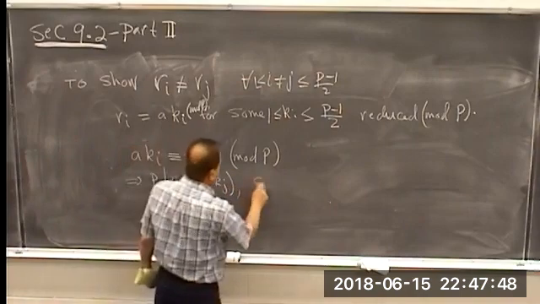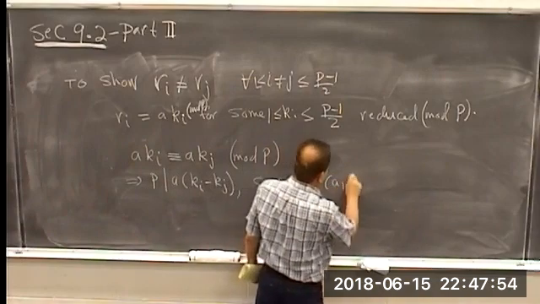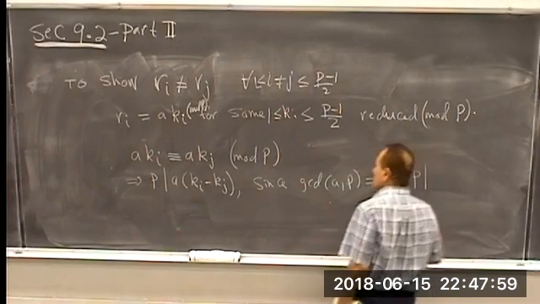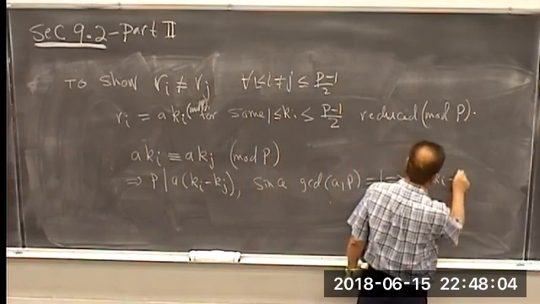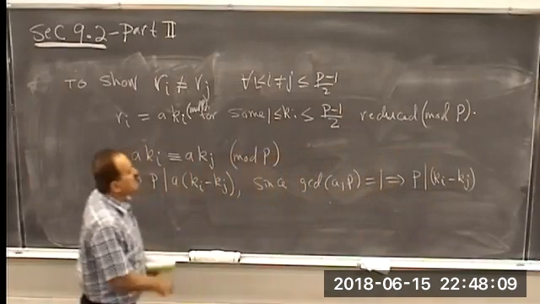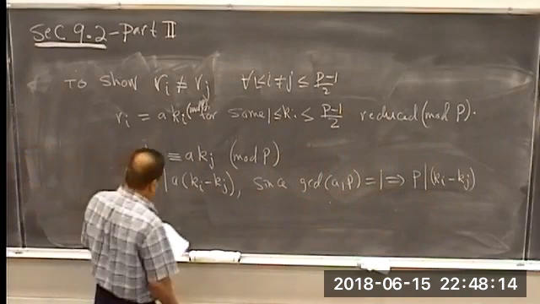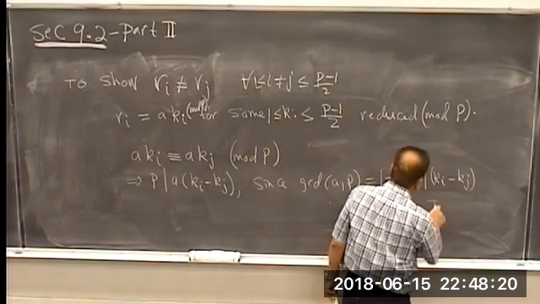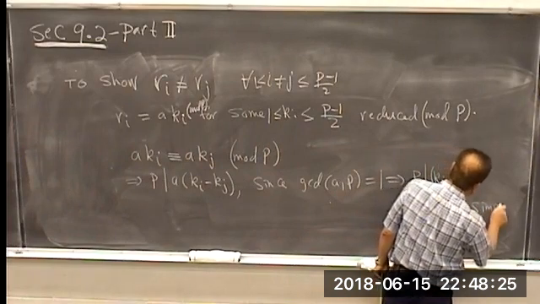But since the greatest common divisor of a and p is equal to 1, this implies that p divides the difference k sub i minus k sub j. This is Euclid's lemma. Now, this is not possible, since this is impossible.